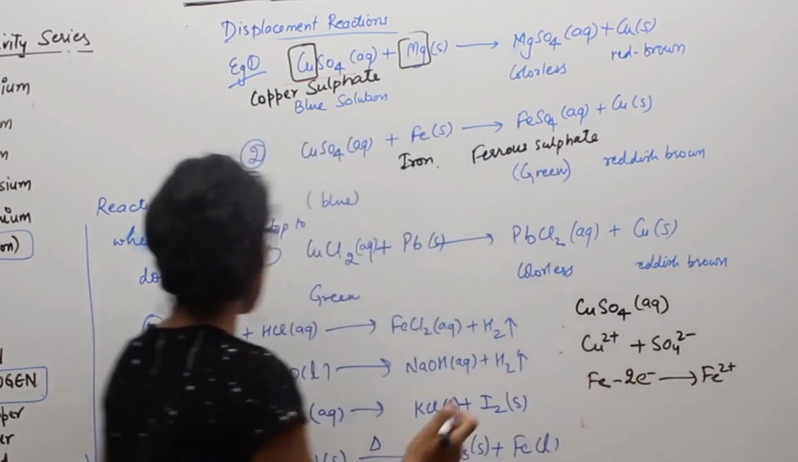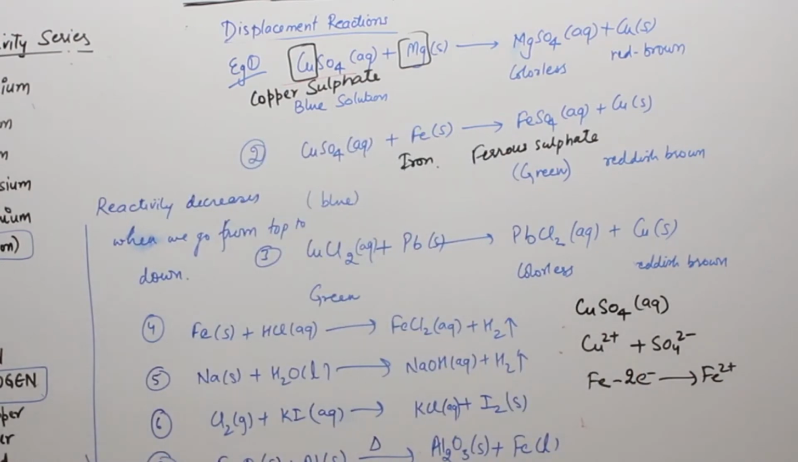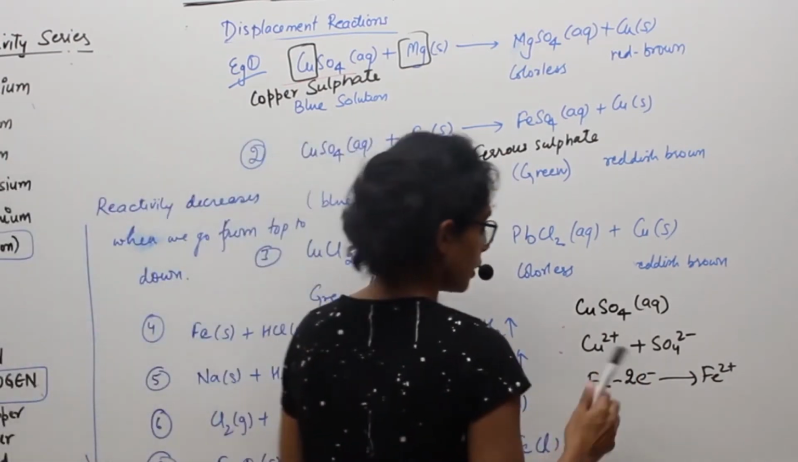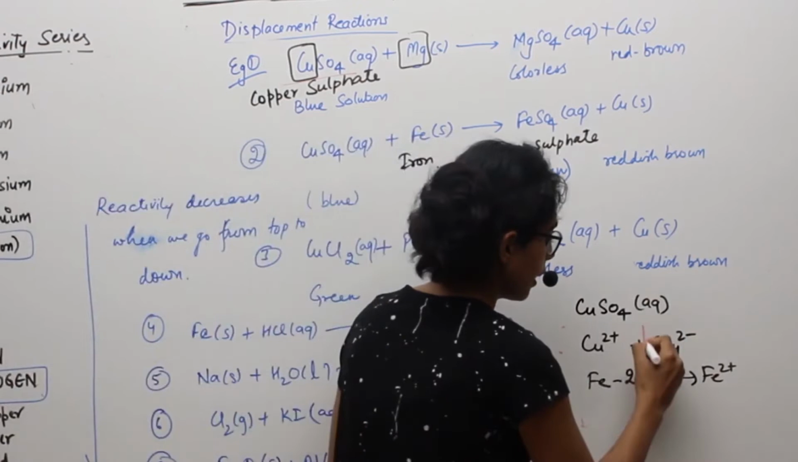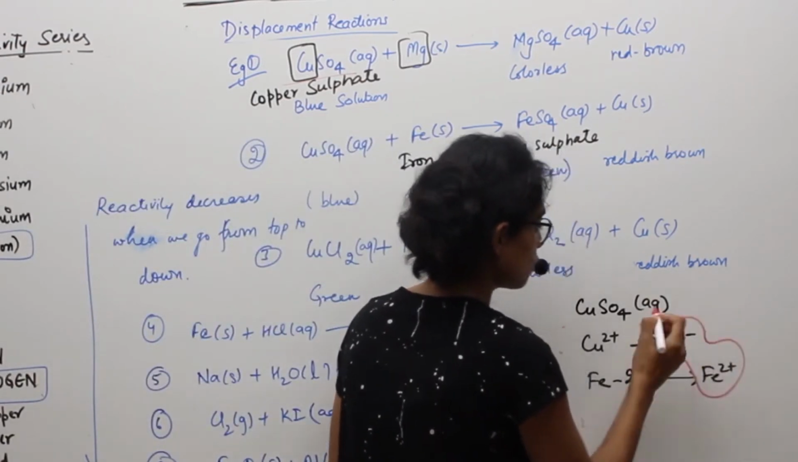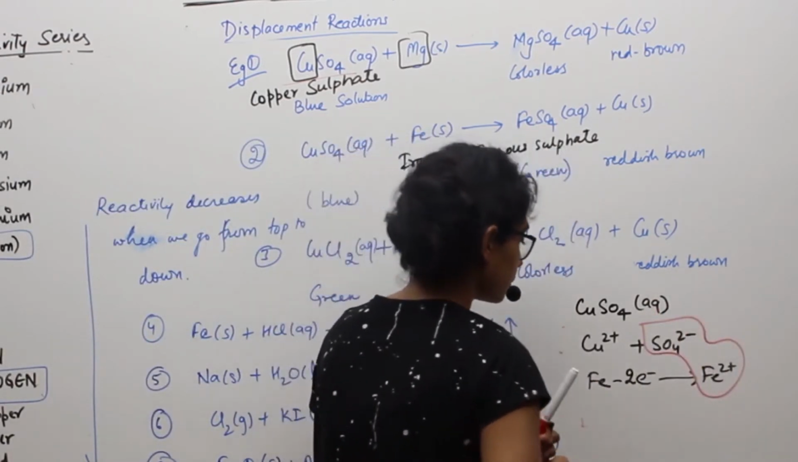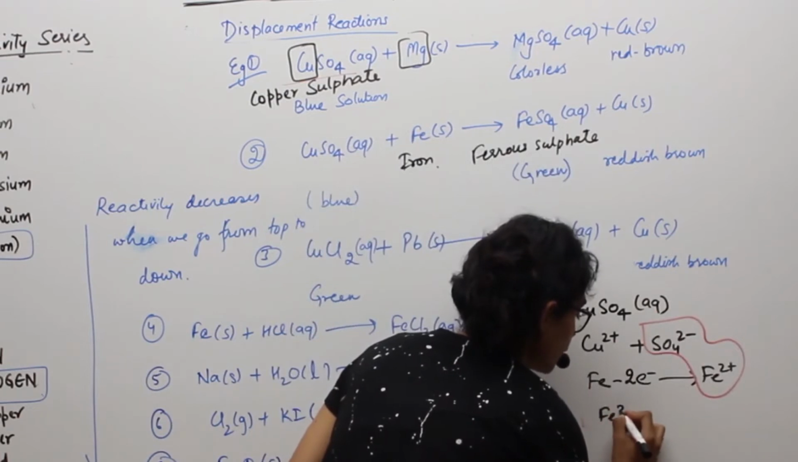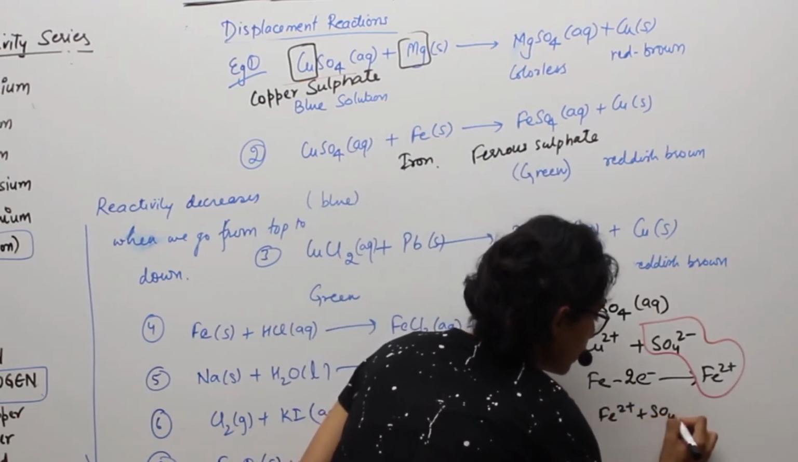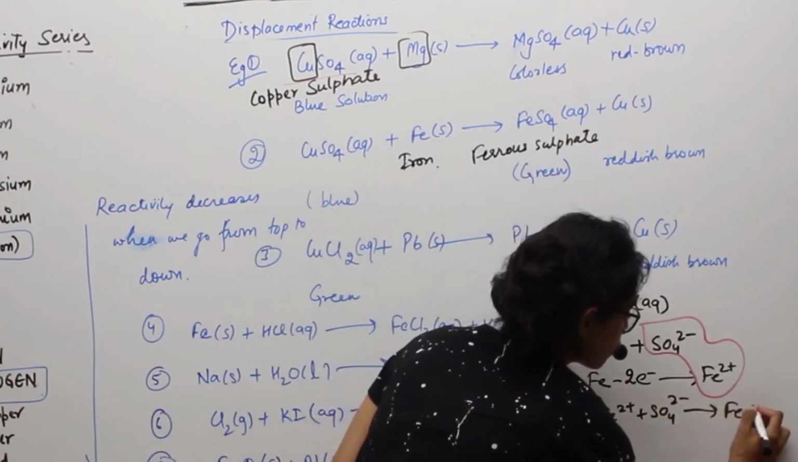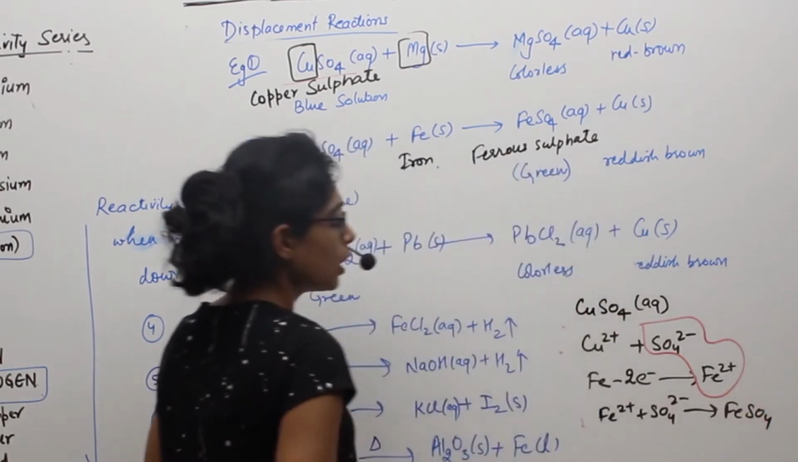Now, because iron is much more reactive than copper, the Fe and SO4 will go together, will form Fe2+ and SO4 2-, and combine to form FeSO4. This is ferrous sulfate. Now what are we left with?